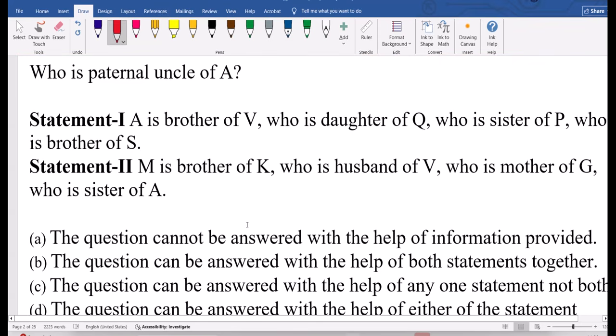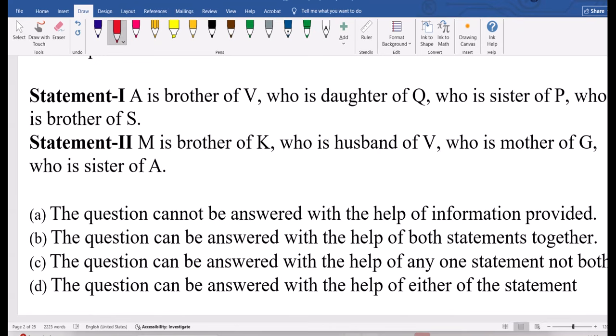Paternal uncle. Paternal uncle means father's brother. Paternal is from the father's side. Okay, father's brother. Now you have to try 1 alone and 2 alone, because we have option D, either of. So 1 alone, 2 alone, you mandatorily need to try.